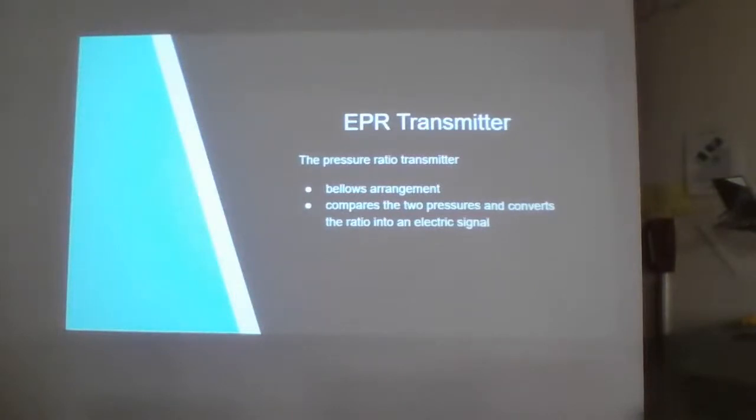In our EPR transmitter, the pressure ratio transmitter is a bellows arrangement. It compares the two pressures and converts the ratio into an electrical signal. So this system contains a transmitter in order to take that mechanical energy and convert it to an electrical signal to display in the cockpit.